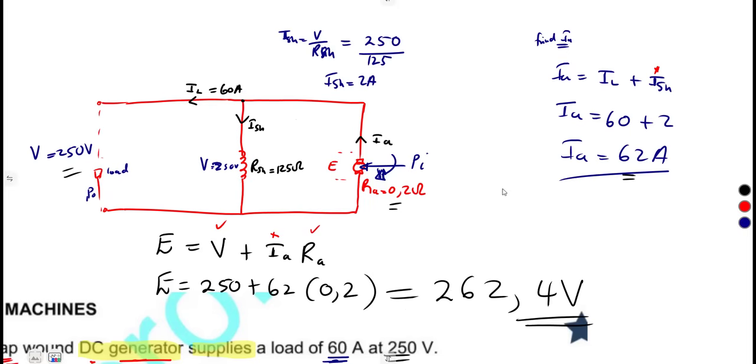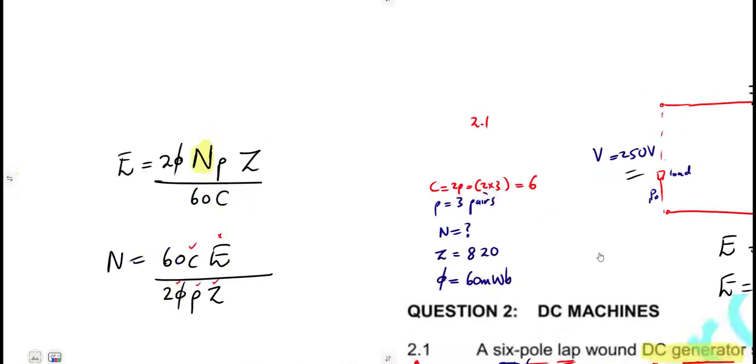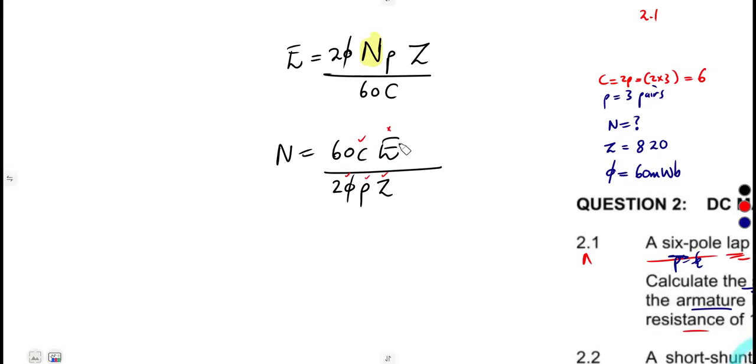Then find the speed. You can see that we're done. Then find the speed with this because we have got these values. Remember here from our general formula, we have E now. So the speed can be calculated. And from this formula, this speed is going to be in what? In revs per minute. All right. Sorry for that, guys. So it must be revs per minute. So that's our N, 60 times C.